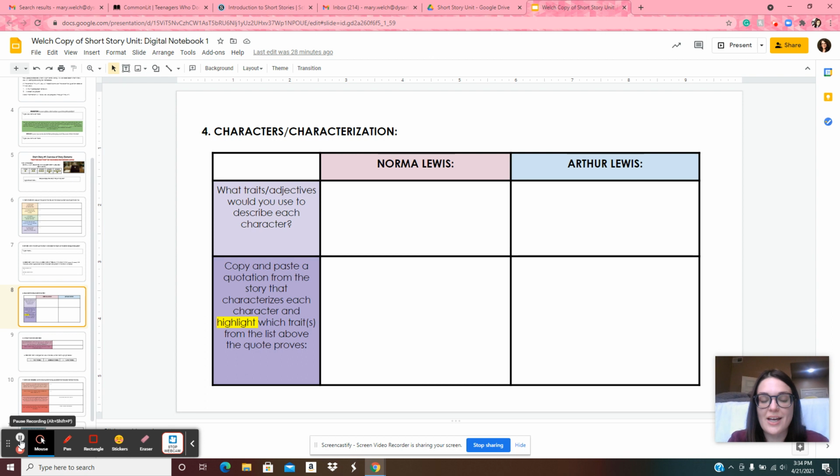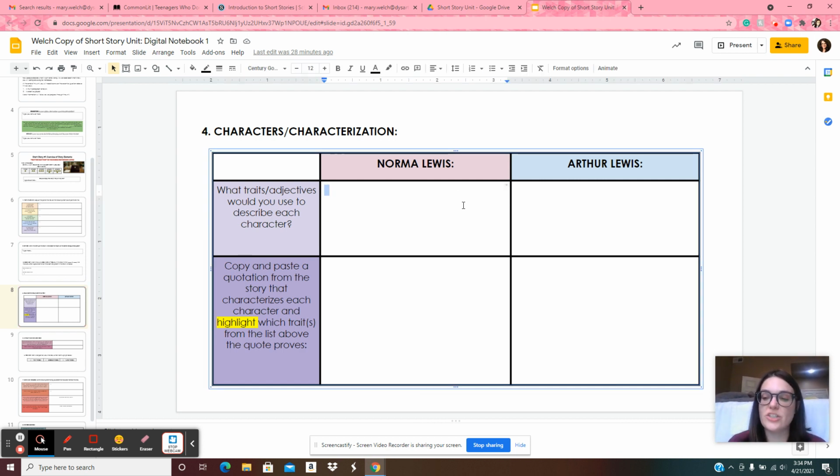This slide has you taking a deeper look at our characters in the story. So our main characters are Norma Lewis and Arthur Lewis. First, you're going to want to list some adjectives that you would use to describe these characters. What would you say about what type of person they are? And then what you're going to do is pick one of those traits and go back into the story and look for a quote that proves that trait. So for example, if I was going to say that Norma Lewis was kind, I would have to go back in the text and find an example of her being kind to prove it. And you will repeat the same process with Arthur Lewis as well.